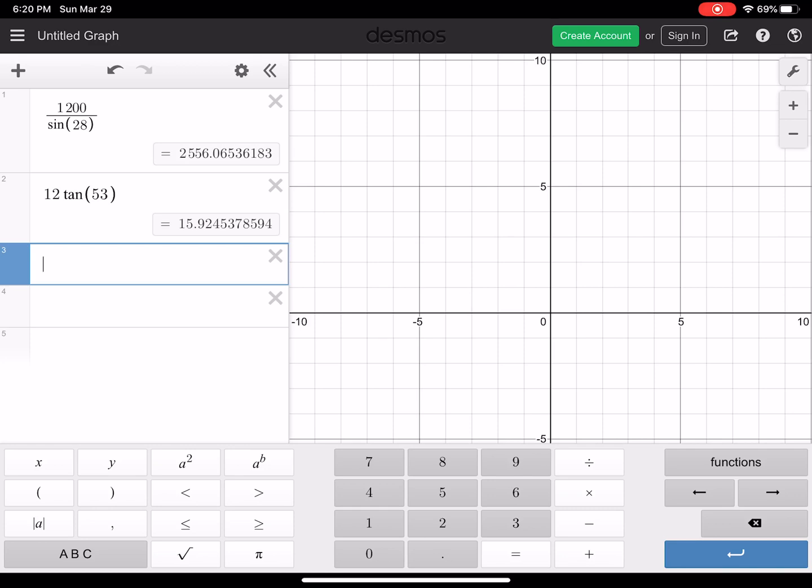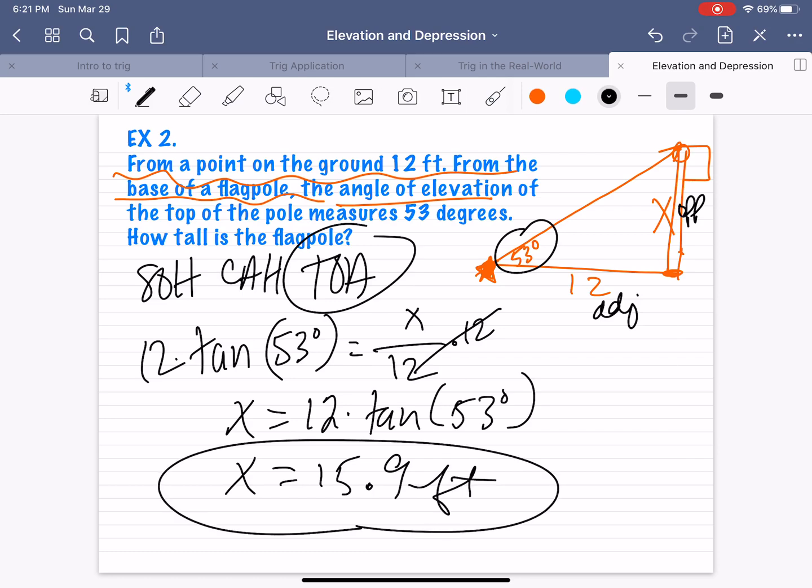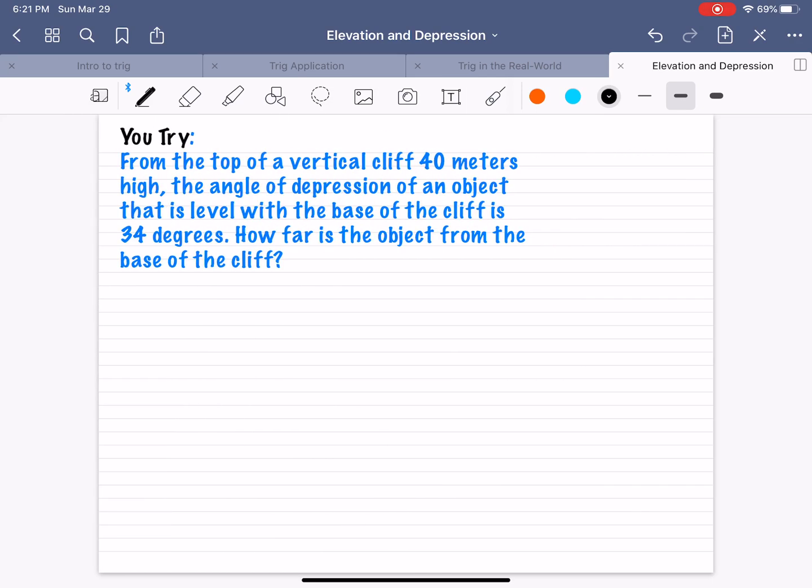And it is 15.9. So the question was, how tall is the flagpole? So it is 15.9 feet. So go ahead and try this problem, pause the video, come back to see if you are correct.